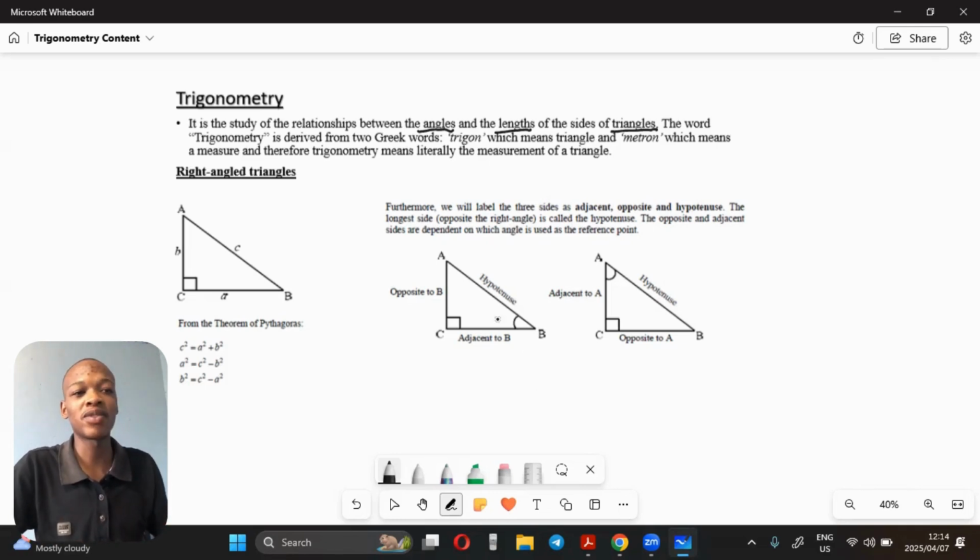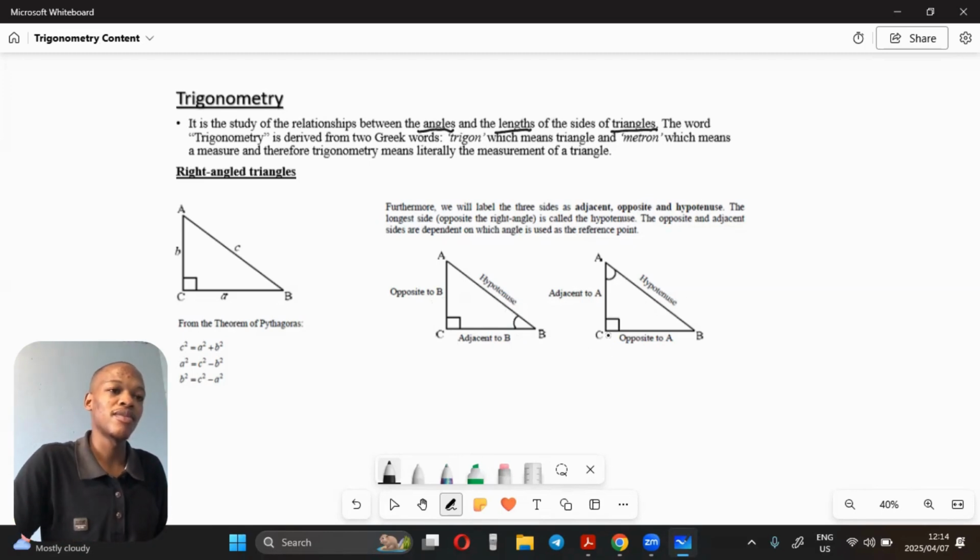What am I talking about? Let's talk about this one. The angle of interest is angle B, as you can see there. If the angle of interest is B, that means the opposite side will be the side that is facing angle B, like this one. Then the adjacent will be the remaining side.